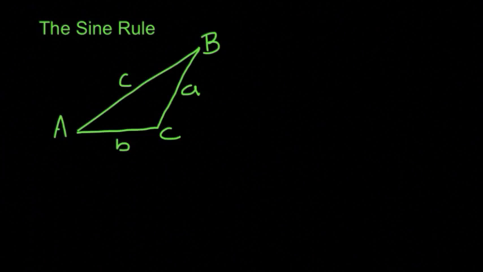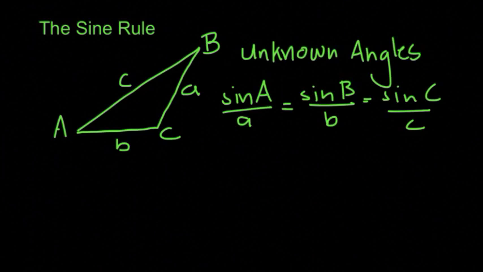If we've got a non-right-angled triangle ABC, then what we find is there is a relationship that exists between the sides and the angles, which will help us to find either the angle, if we need to find an unknown angle, or a side, if there's an unknown side that we need to find. If we're looking for an angle, we use this application of the sine rule. For unknown angles, we have sine of A over the side A is equal to sine B over the side B, and that's equal to the sine of angle C over the side C.